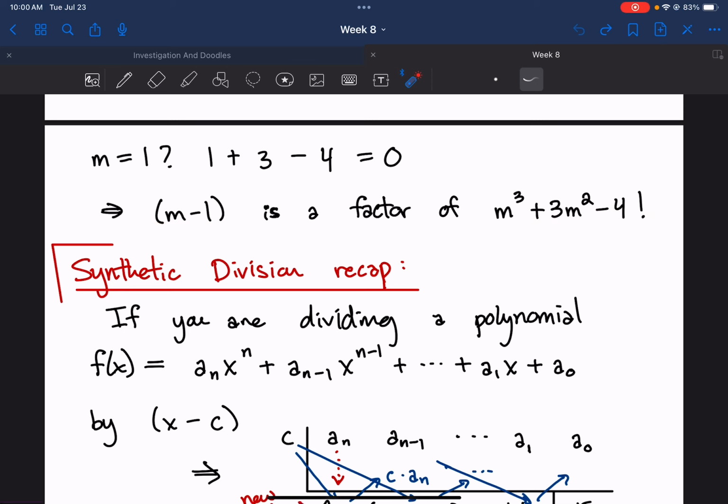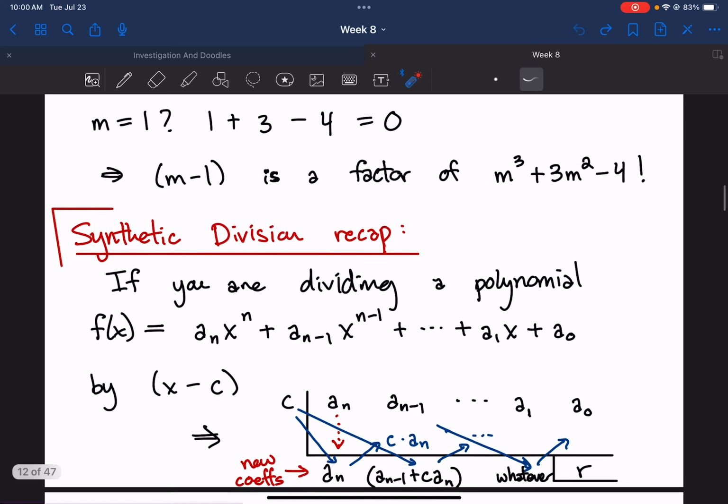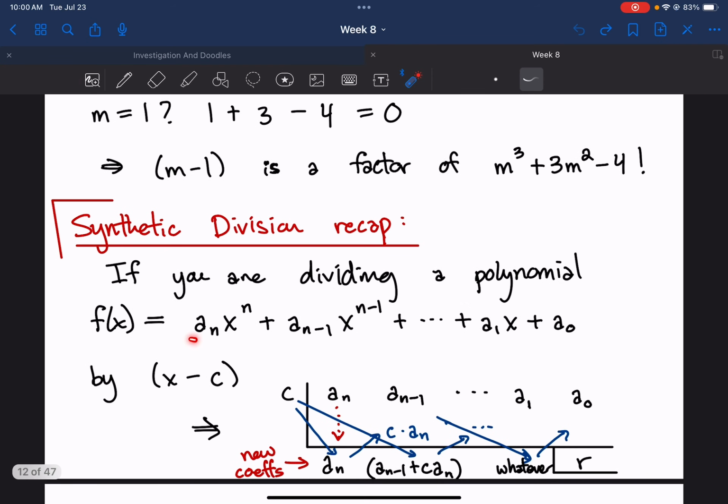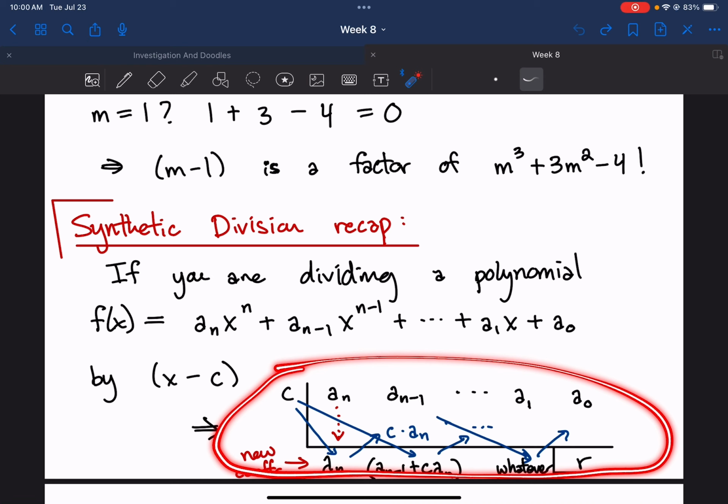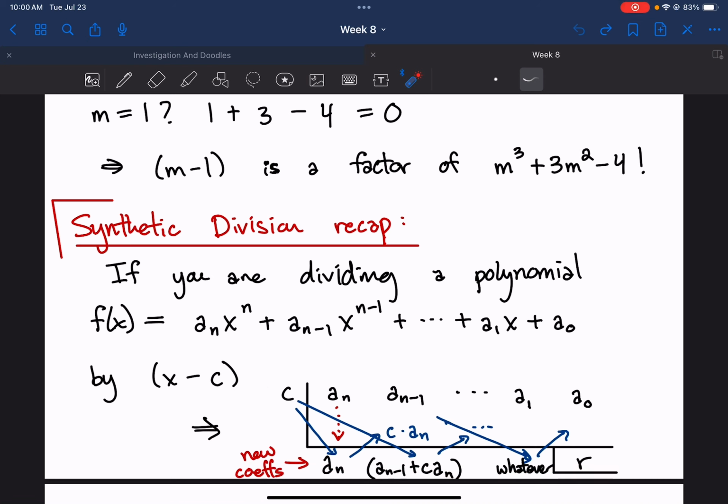That's where synthetic division comes in. If you're dividing a big long polynomial by a linear term, x minus c, then there's this thing called synthetic division. Go look up a Khan Academy video on synthetic division. It'll do a better job than I do here. But the basic idea is you're dividing this big polynomial by this linear polynomial. The only thing that's really going to change is the coefficients.